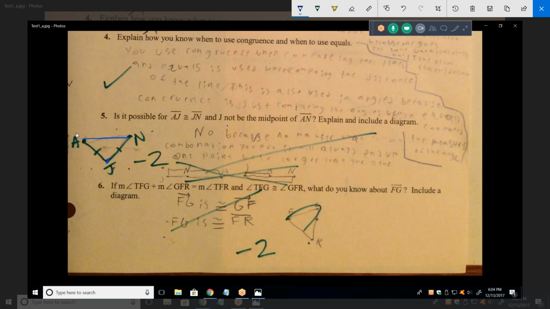And I think I can draw it differently. Maybe. No, maybe not. So those two are congruent. And that is always the midpoint. If I draw a perpendicular line, that's going to be the midpoint of that third side. So I think the answer is no.